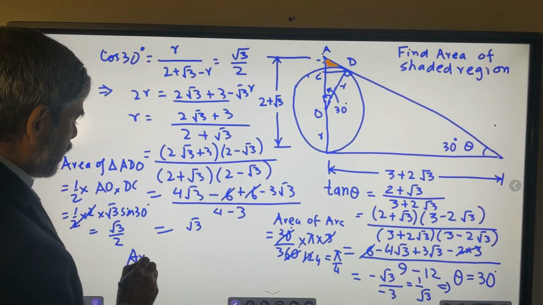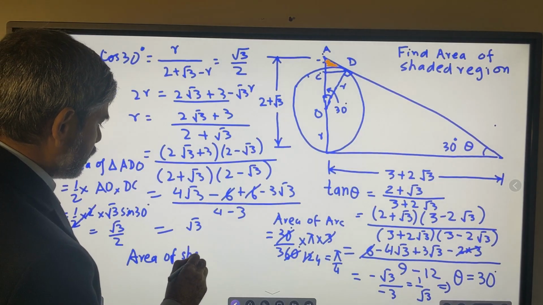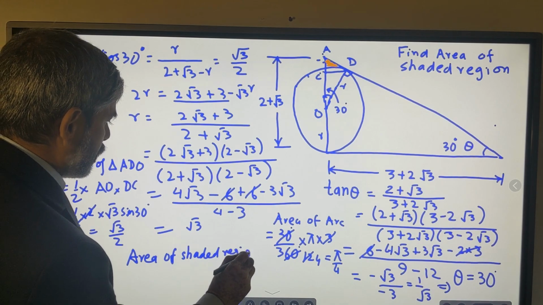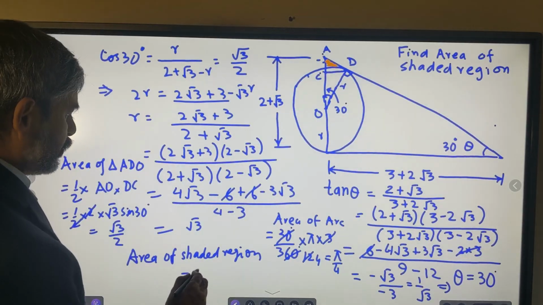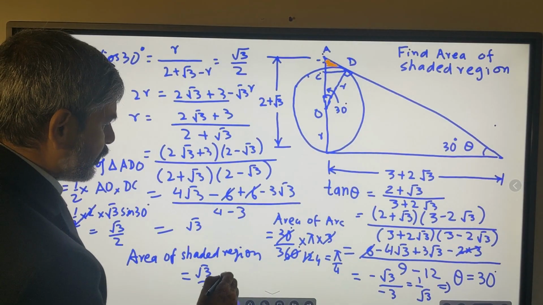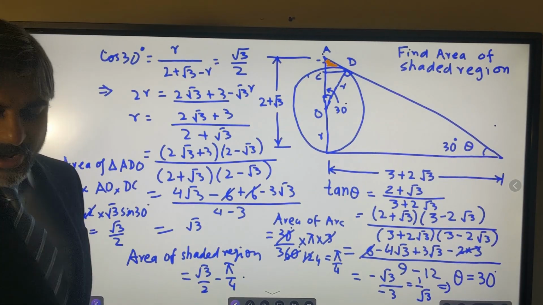Now the area of the shaded region will be equal to the triangle area, root 3 by 2, minus the area of the arc, pi by 4. Hope you like this.